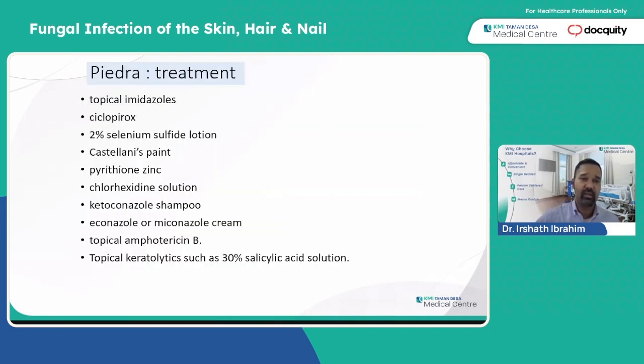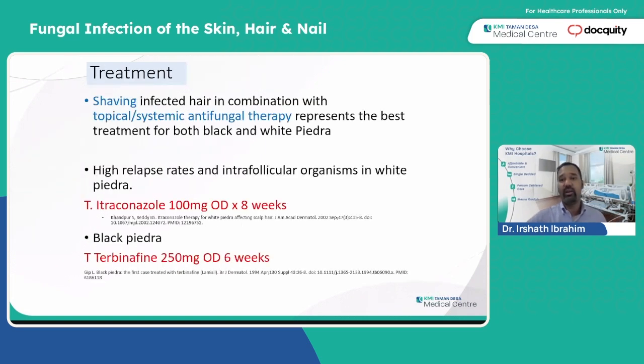You can give topical antifungals like miconazole, clotrimazole, ciclopirox olamine, selenium sulfide shampoo, chlorhexidine, ketoconazole, econazole, miconazole cream, topical amphotericin B, or topical keratolytic solution. Or if the piedra is very extensive, then you can go for systemic treatment, like itraconazole 100 milligram daily for 8 weeks, which is an option for white piedra.